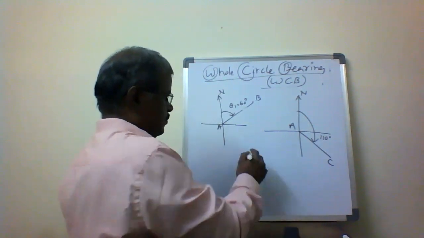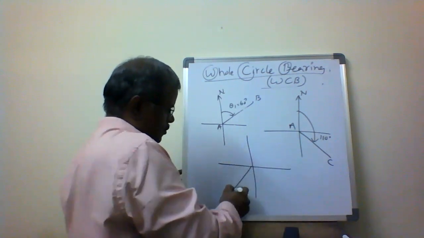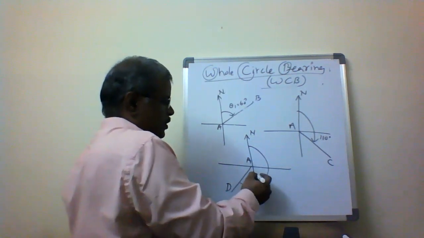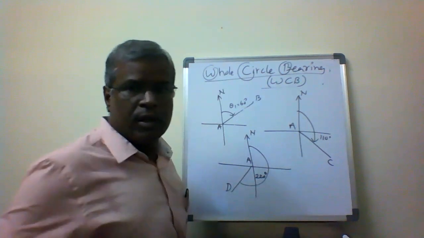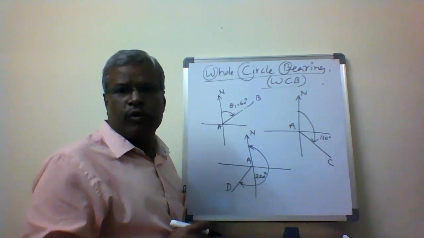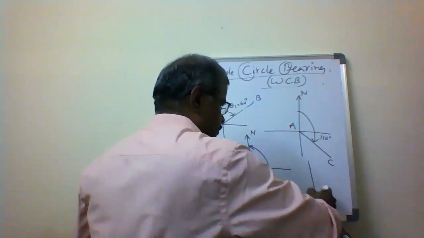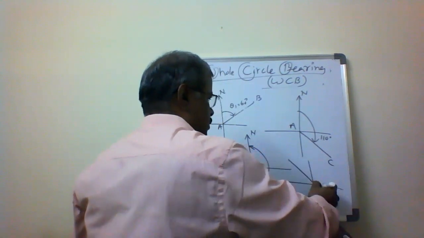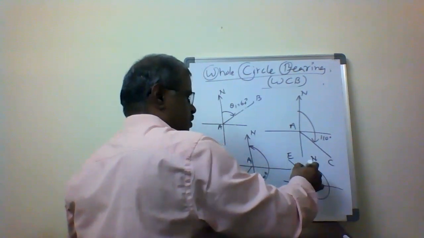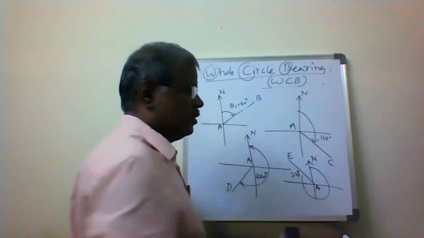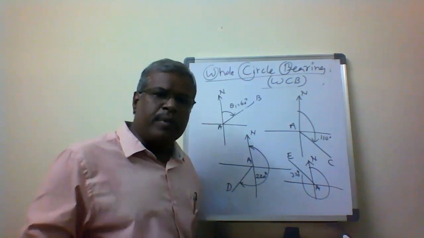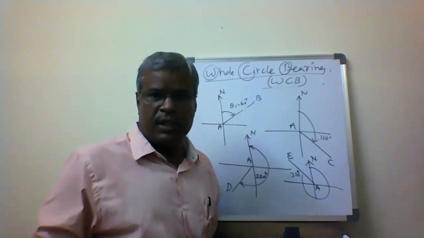And next, this is magnetic north, A to D. So this is 220 degrees. A to B, A to D. So A to D is 220 degrees. Similarly, A to E, this is my magnetic north. I measure like this. So this is 330 degrees.